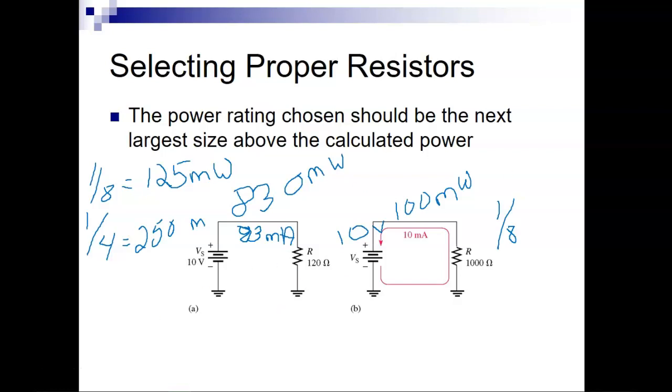We could go to a half watt, but that would be equivalent to 500 milliwatts. And then that goes up to a 1 watt, which is exactly what it sounds like. So this guy right here would have to go up to the 1 watt, because if I put anything smaller in it, what is it going to do to it? It's going to fry it, right? Does that make sense to everybody?